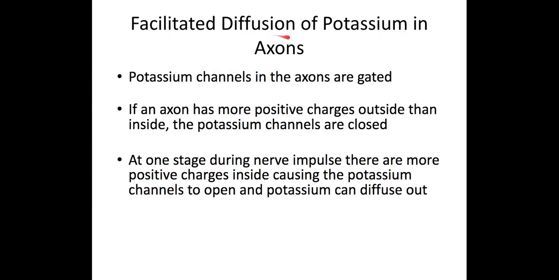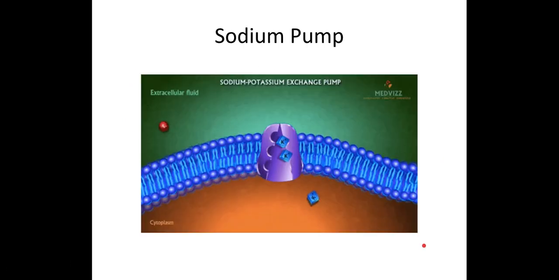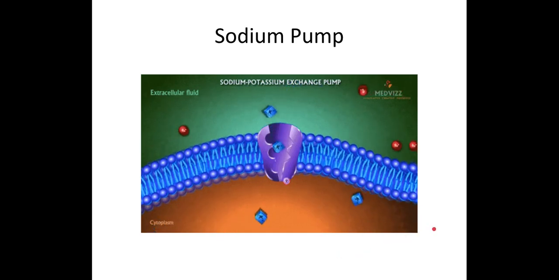So, facilitated diffusion of potassium in axons. Potassium channels in axons are gated. If an axon has more positive charges outside than inside, the potassium channels will be closed. And at one stage during the nerve impulse, there are going to be more positive charges inside of the axon than outside, causing the potassium channels to open and the potassium to diffuse out. You can see this here in this image right here in the sodium pump.